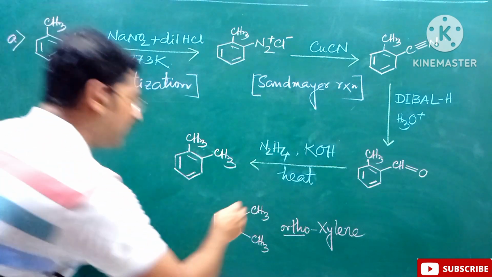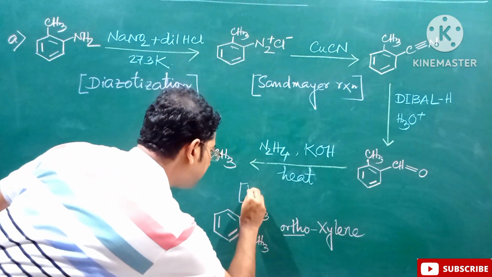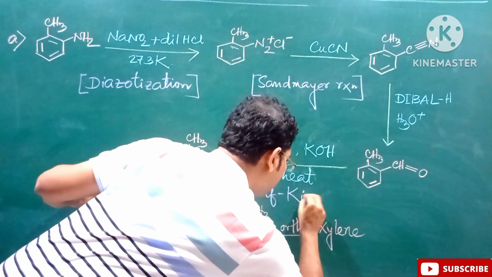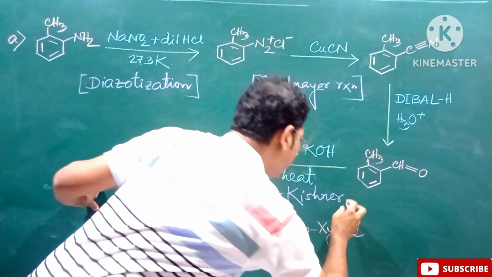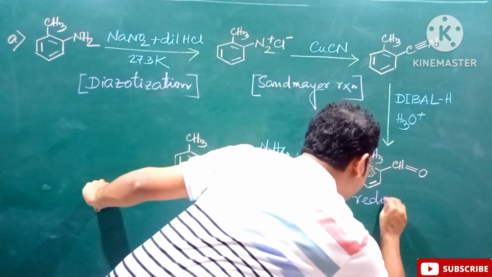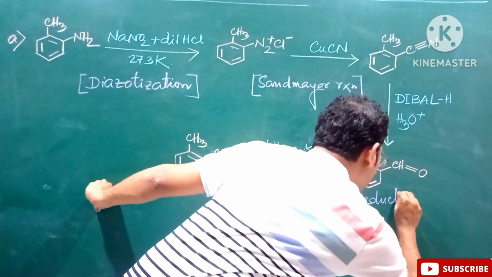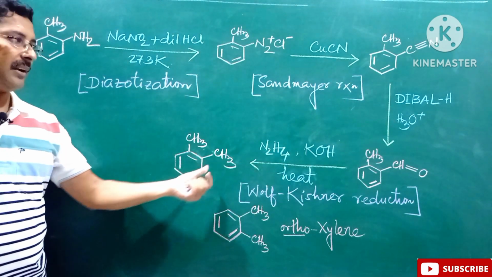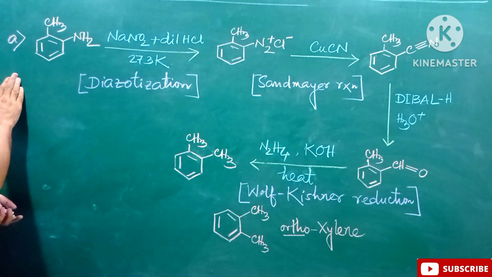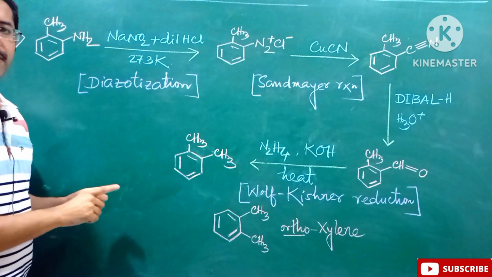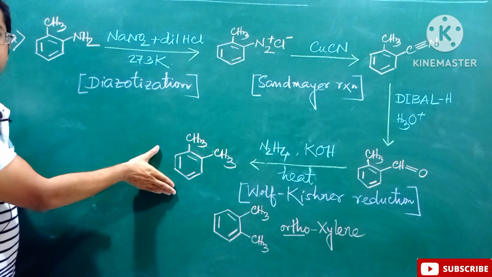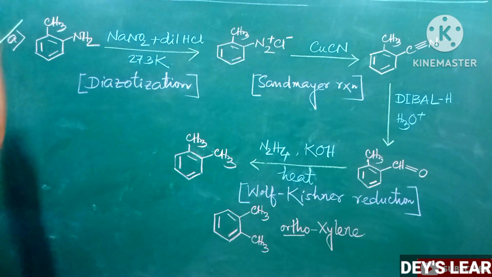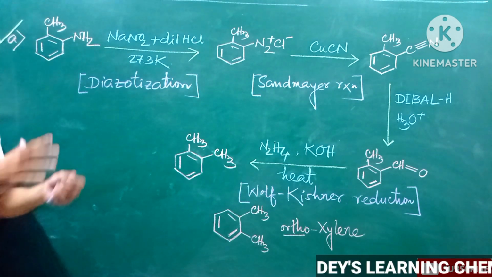So the name of the reaction is Wolff-Kishner reduction, where a carbonyl group is reduced to an alkane, right? So in option A, the given sequence of reactions actually produces orthoxylene. So of course, option A is a correct answer, right? Now let's check the other options.